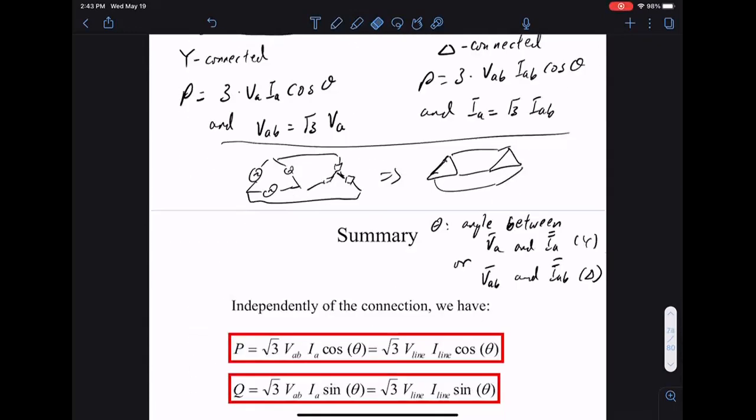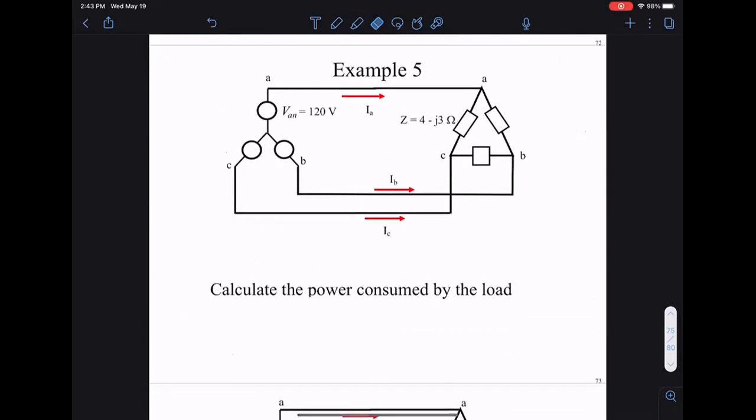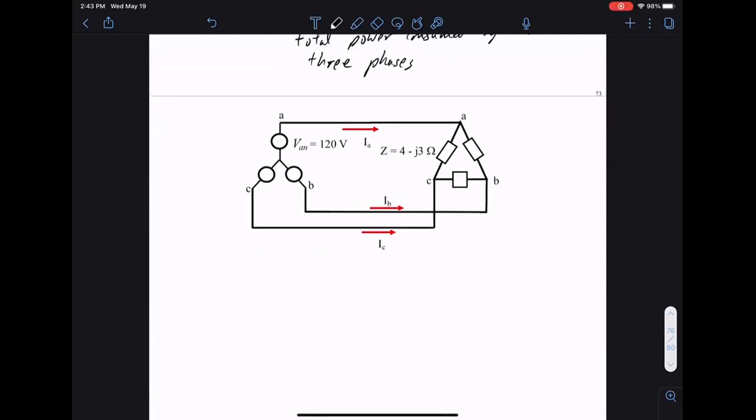In that example, we computed the current and voltage. Now we want to compute the power consumed by the load. When we have a three-phase system, this means the total power consumed by all three phases. When we talk about power consumption in a three-phase system, we always talk about the total power. There are two ways we can do this calculation. First, let's use the equation where P is √3 times the line-to-line voltage times the line current times cosine of the angle.